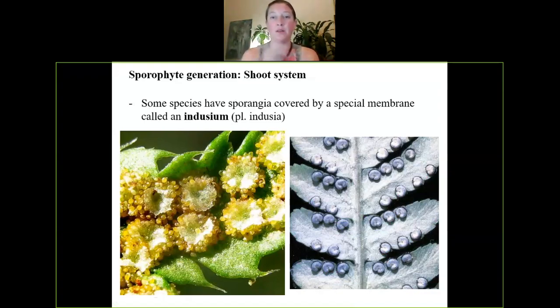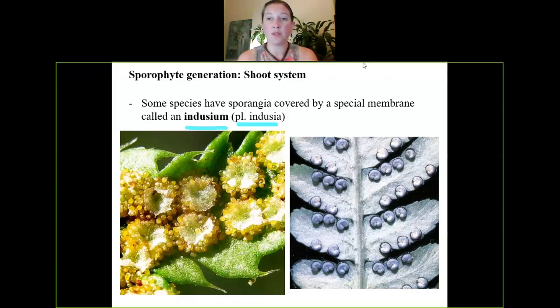Okay, so on the video I was mentioning the special membrane that was covering some of the sporangia. That's because some species of ferns have sporangia that are protected by a special membrane, and that special membrane has a name. It's called an indusium, or the plural is indusia.